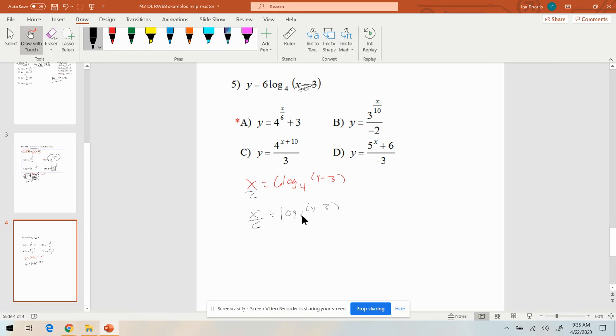Now we have to switch forms and switch sides. So this becomes a base of 4 to the x over 6 power equals y minus 3. And the last step is to add 3 to the other side. Y equals 4 to the x over 6 plus 3. And you can see that's why the answer is letter A. And that's it for this video.